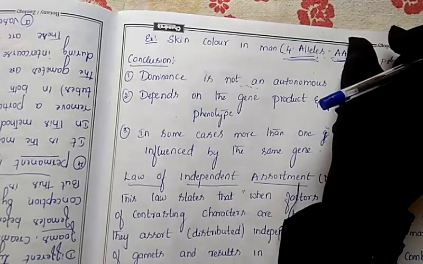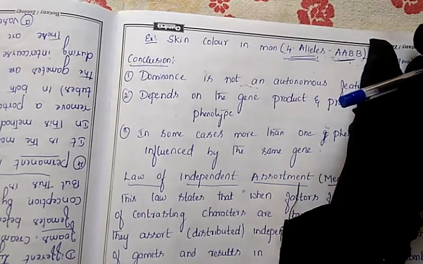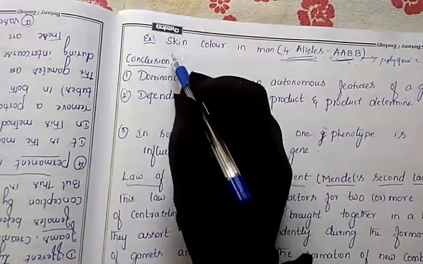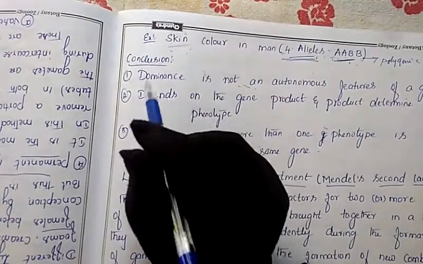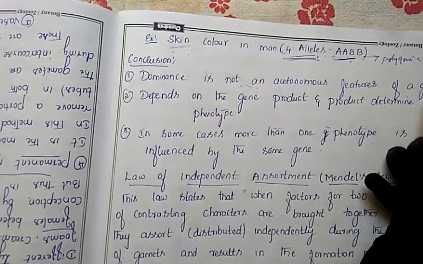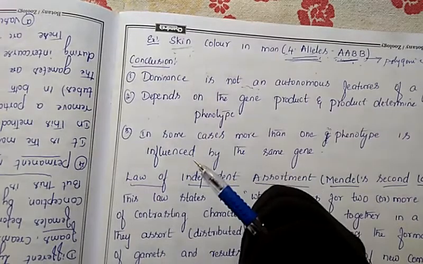Usually two genes are responsible to show a character, but here there are four alleles present to express one character. Which character? The skin character. So the conclusion they are giving from this is that dominance is not an autonomous feature of a gene. We can't say that the dominant one always expresses the character.